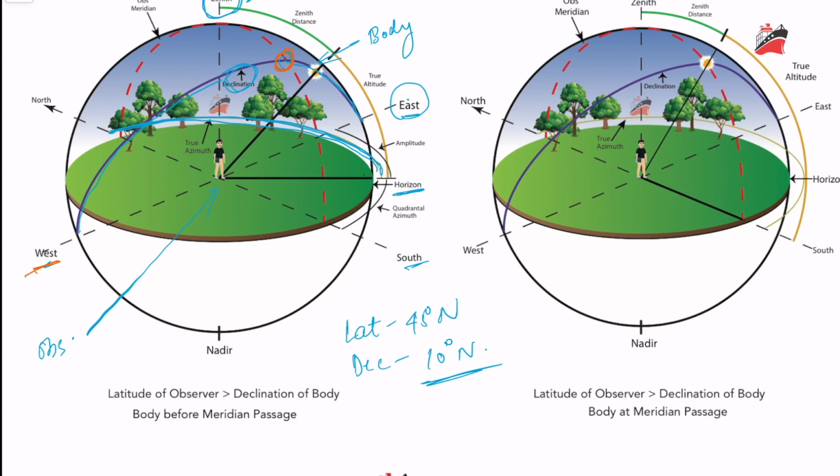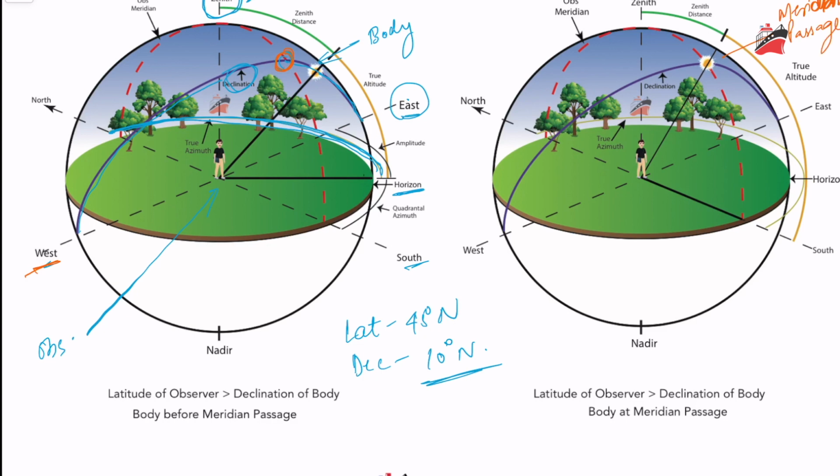The same diagram when it is in the meridian passage I have shown you here, you observe this when it is on the meridian passage. This is when the body will have its maximum altitude.